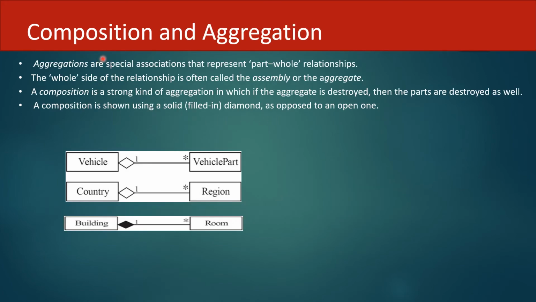Now what about the composition and aggregation concept? Aggregation is a special association that represents a part-whole relationship. The whole side of the relationship is often called the assembly or the aggregate. Whereas a composition is a strong kind of association in which, if the aggregate is destroyed, then the parts are also destroyed as well. So composition is shown using a solid, filled-in diamond, whereas aggregation is shown with an open diamond symbol.